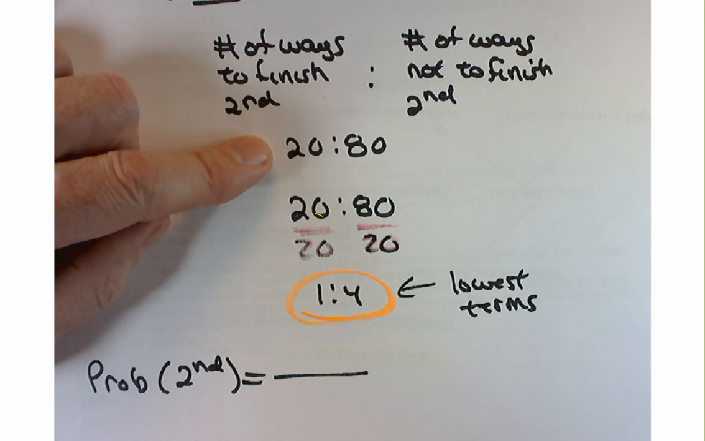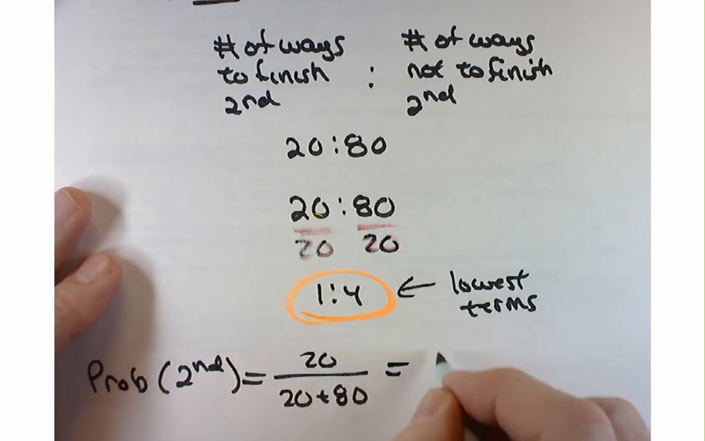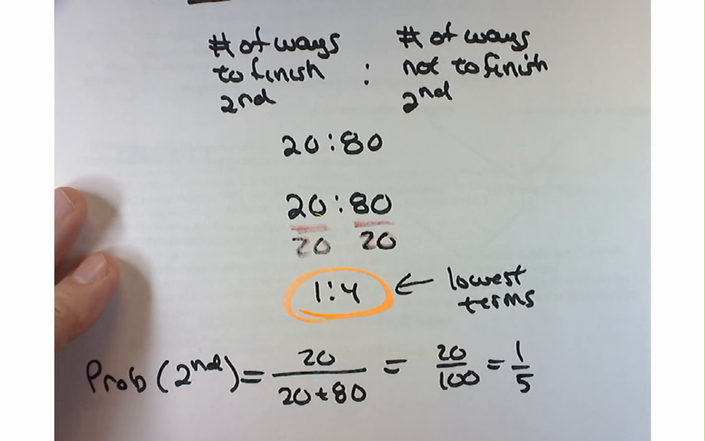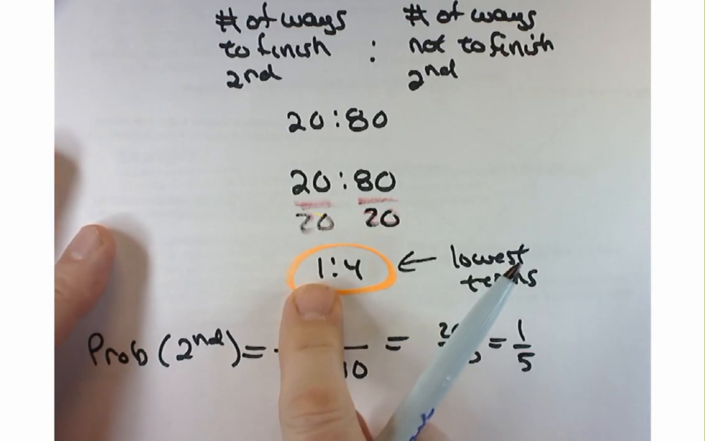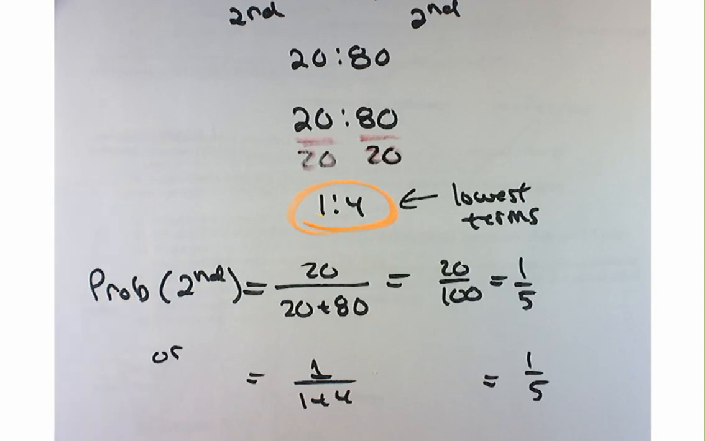100. Thank you, Grace. 20 plus 80 is 100. How many of them represent a favorable outcome? 20. So you get 20 over 100, or 1/5. You get the same thing if you did it here. You could say, all right, well, that's 1 way out of 1 plus 4 is 1/5. So it doesn't really matter which pair there you choose. They both work.